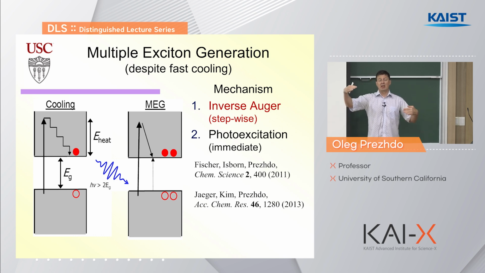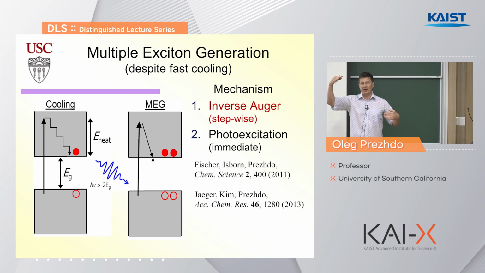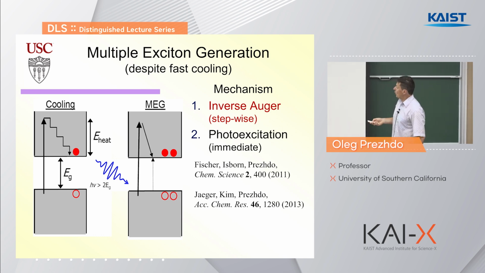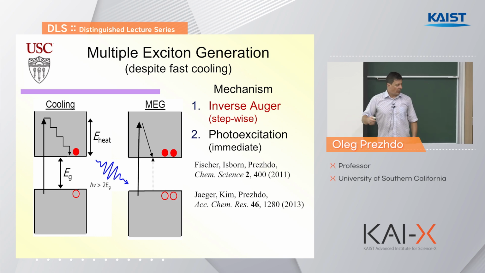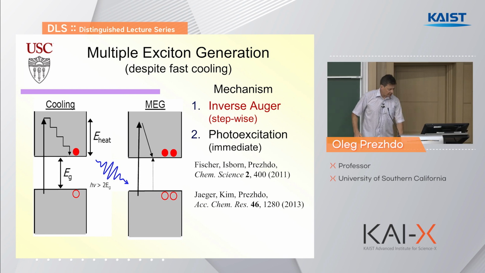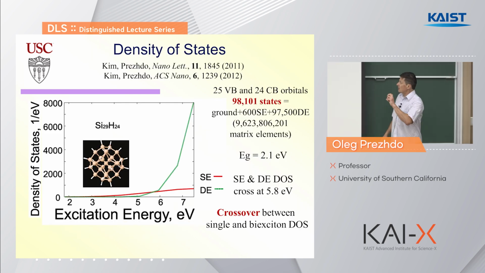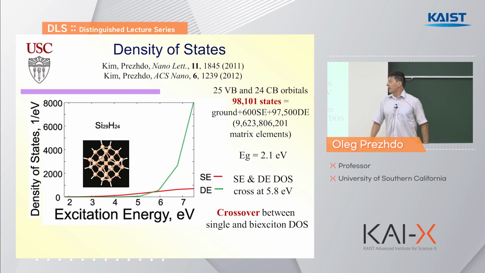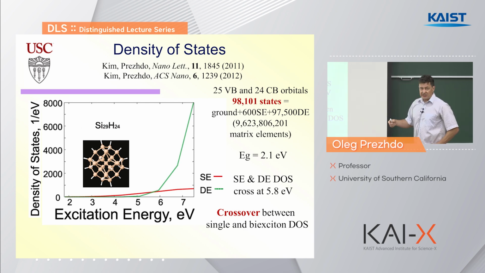So you can have electron and hole injected, but if they have enough energy, then they can collide. So a high energy electron collides with the hole, and this extra energy goes to excite a second electron. So in this kind of stepwise mechanism, you can create more than one electron hole pair eventually. So how does this work? So we did calculations with Dr. Kim.